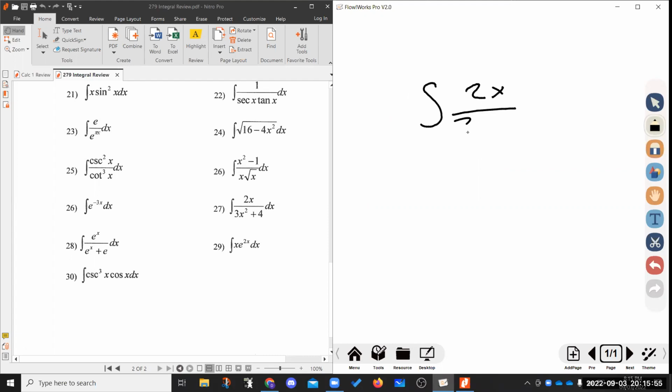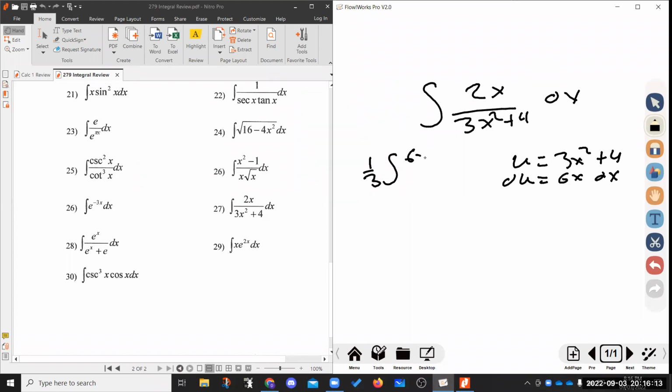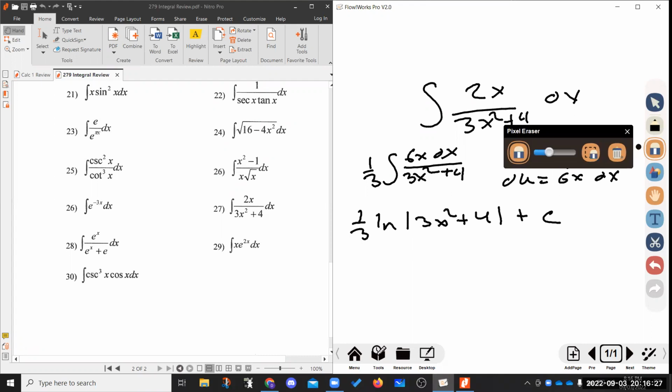Integral of 2x over 3x squared plus 4 dx. This is going to be a u du, where u is 3x squared plus 4, du is 6x dx. Multiply the top by 3 to get that 6x dx. 1/3 integral 6x dx over 3x squared plus 4. Give me 1/3 ln of 3x squared plus 4 plus c.